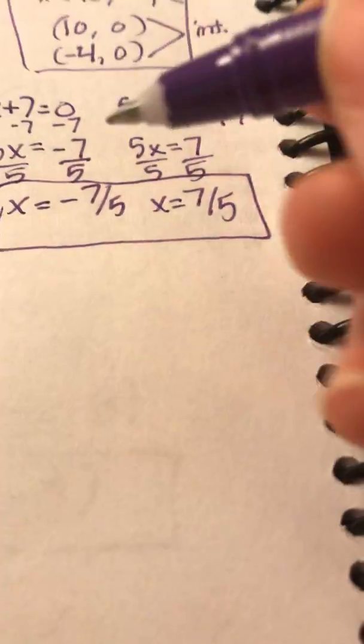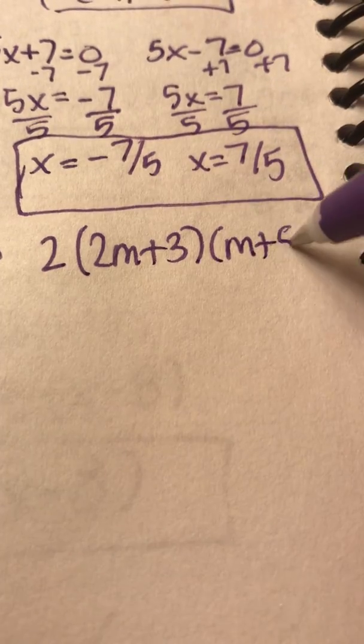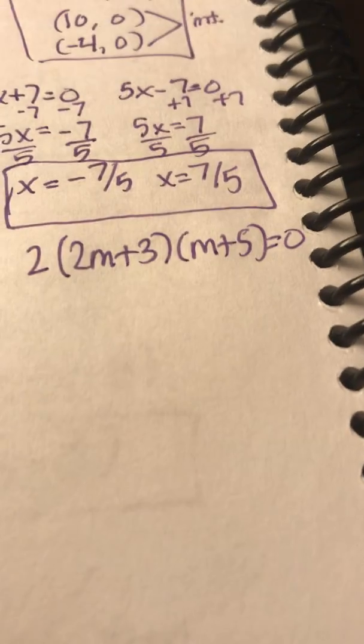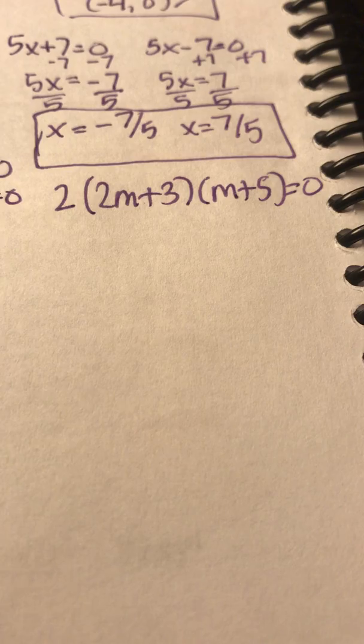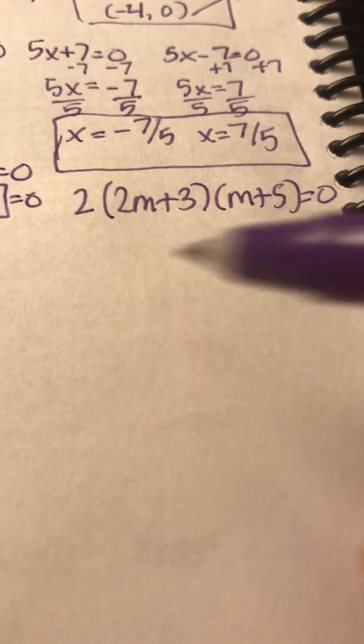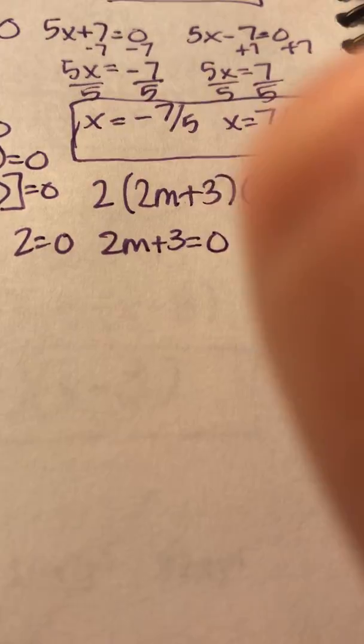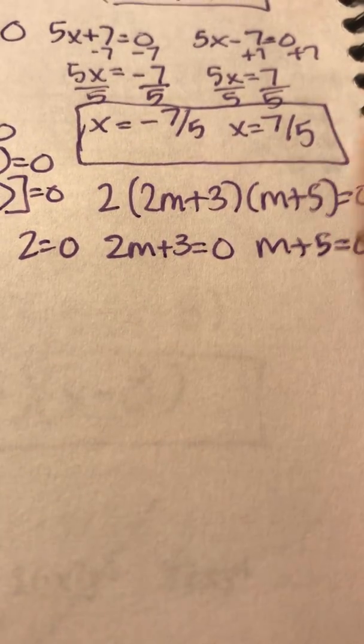Okay, so I'm kind of running out of space a little bit. So here we have the factors. We have the 2 here. Then we have 2m plus 3 and m plus 5. And that equals 0. Now, here you run into something that we haven't seen yet. We have actually 3 factors. Now, I have to set each of these things equal to 0. So I have to say 2 equals 0, 2m plus 3 equals 0, m plus 5 equals 0.